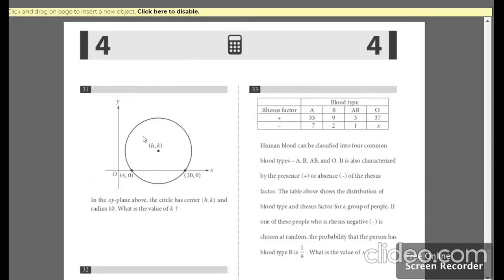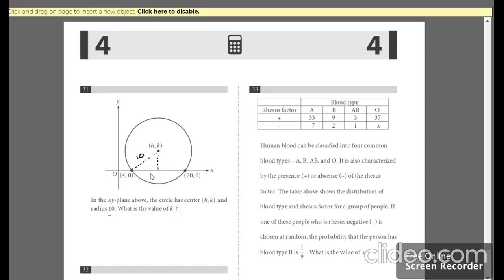So question number 31 is a circle with the center and 2 points that lie on the circle, 4, 0 and 20, 0 in the xy plane. The circle has center, okay, radius is 10. So if I could just draw, this is my radius, which is 10, and from 4 to 20, 20 minus 4 is going to give me 16.